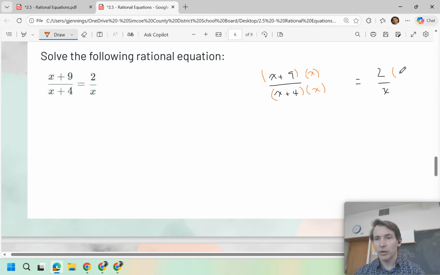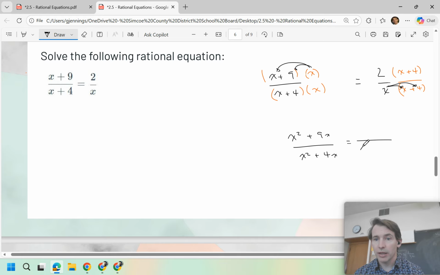And over here, we have this factor x plus 4 that we need to inject on that side. So we're going to multiply by x on 4 plus x on 4. In all cases, we apply the distributive property. So over here, we get x squared plus 9x over x squared plus 4x equals, over here we common denominator, x squared plus 4x, and then over there it's 2x plus 8. Okay, distribute this in.